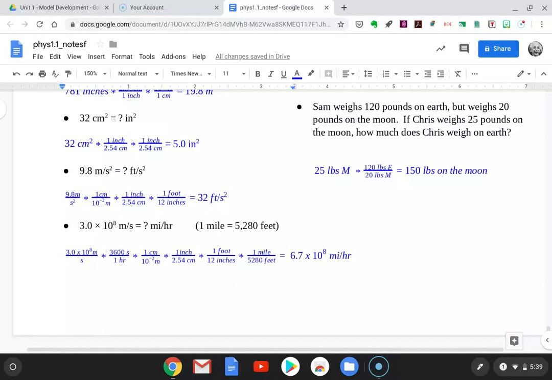Once you do the calculation, multiplying by 3,600, dividing by 10 to the negative second, dividing by 2.54, dividing by 12, and dividing by 5,280. And I get 6.7 times 10 to the 8th miles per hour.